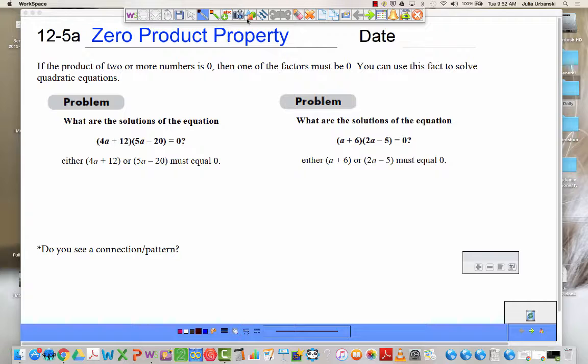What you have to do is look at this equation. 4a plus 12 times 5a minus 20 equals 0. I know the screen, the cord isn't working great, but you guys have an equal sign on your paper right here. So what you do is you have to consider both of these possibilities could equal 0.